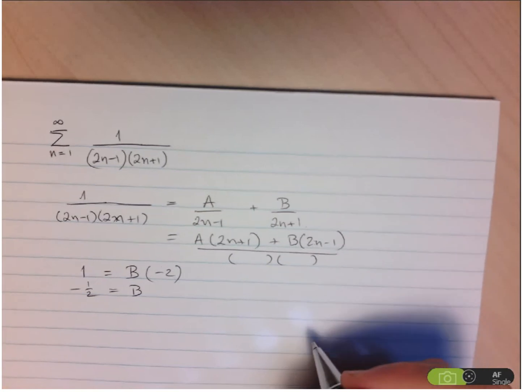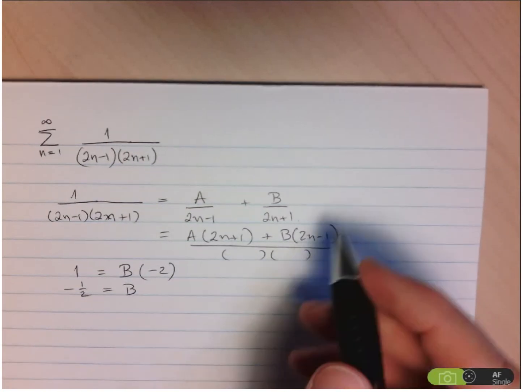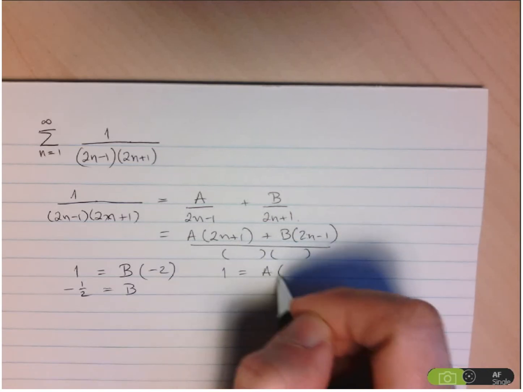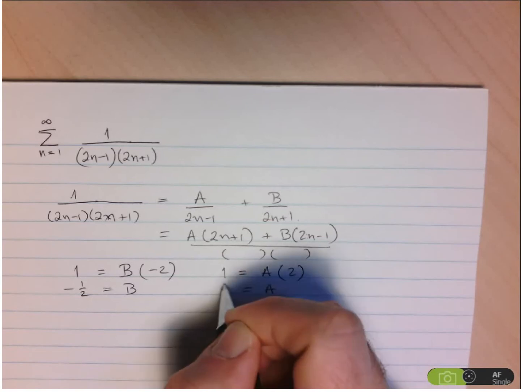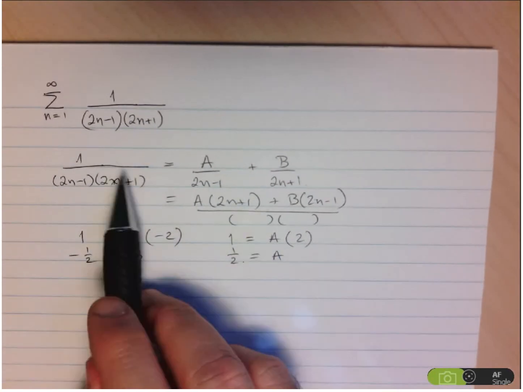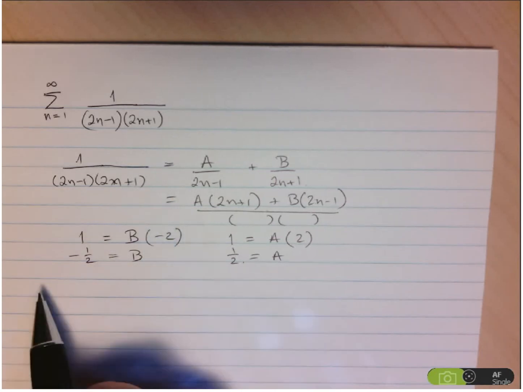And then we can do something similar for this bracket here. Here we'll take n equals +1/2. So we end up with 1 equals a times, well, 2 times 1/2 is 1, plus 1 is 2. And so a is equal to 1/2. Again, since we were just trying to solve this equation, we allowed n to be whatever value was useful for solving the equation.